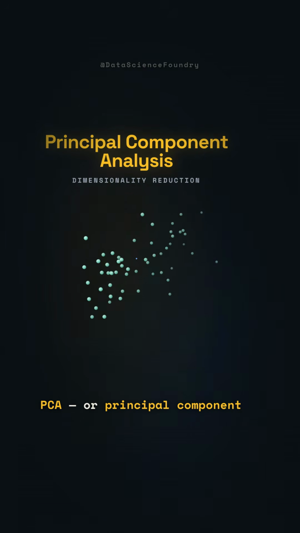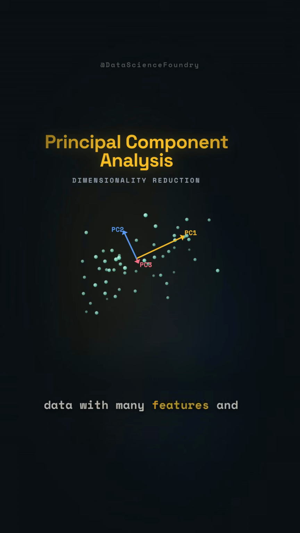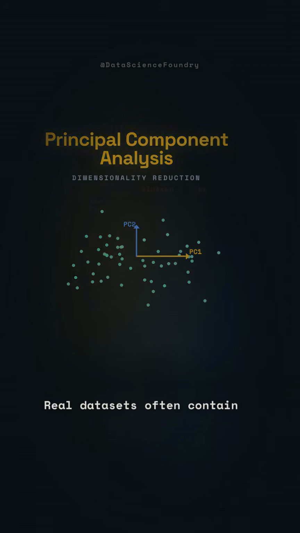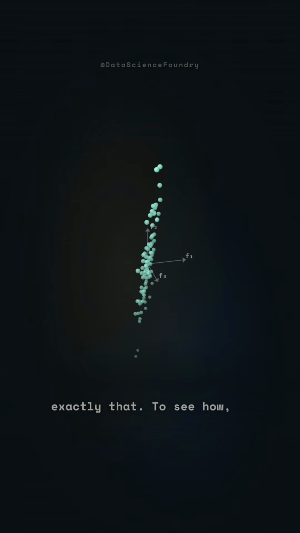PCA, or Principal Component Analysis, is a way to take data with many features and boil it down to just a few. Real datasets often contain hundreds of features, many of them highly correlated, effectively measuring the same underlying information. PCA is built to cut through exactly that.